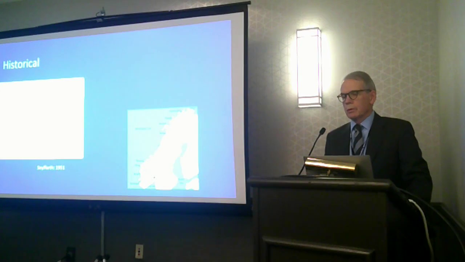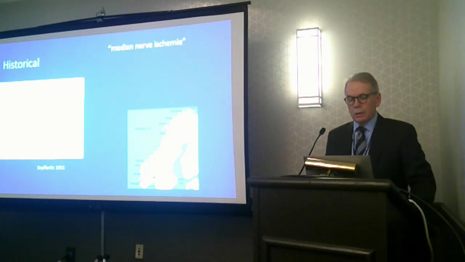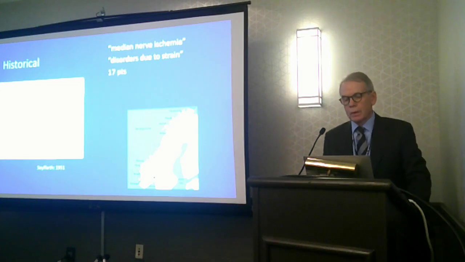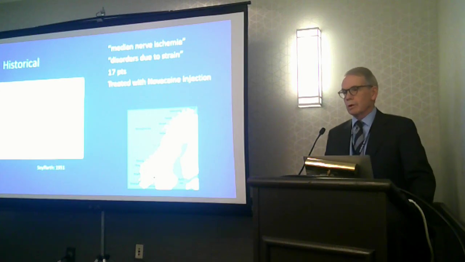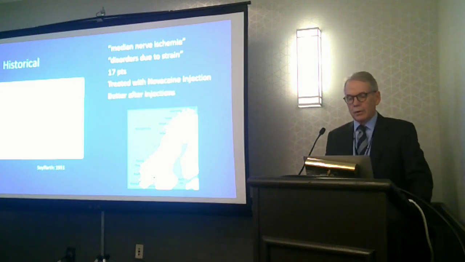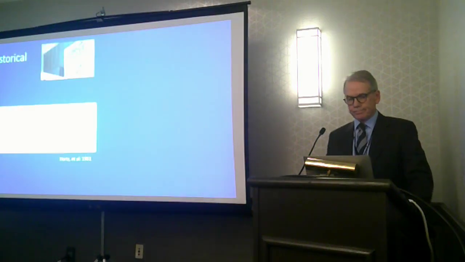Pronator was first described in Norway in 1951 as median nerve ischemia, due to disorders due to strain. They had 17 patients that were all treated with Novocaine. This will show you how old this is. And they were all better after their injections.